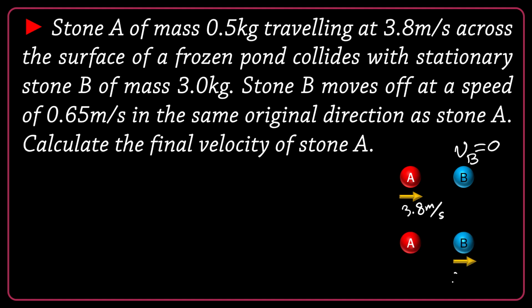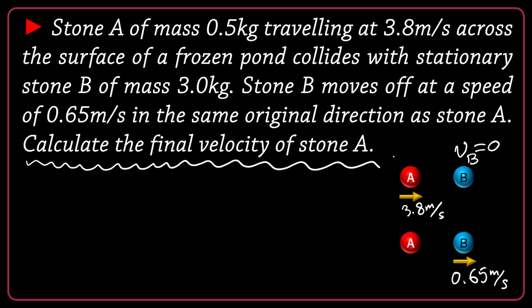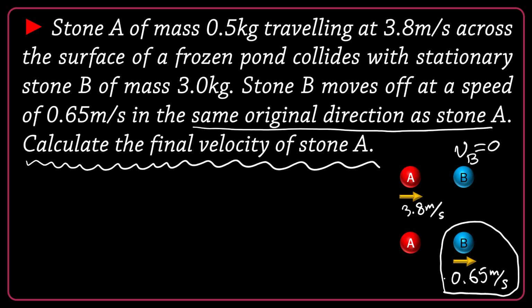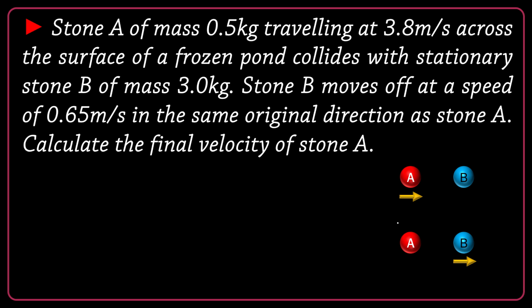So I know that this is 0.65 meter per second after collision. I don't know anything about the object A. So here I just know that I should find the final velocity of stone A. Here they also mentioned that it's the same direction as stone A. So the velocity of B is rightward if I assume that the velocity of A before the collision is to the right.